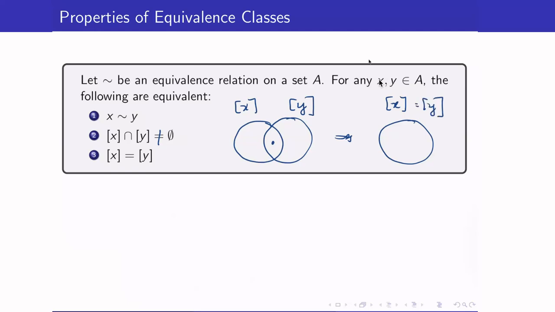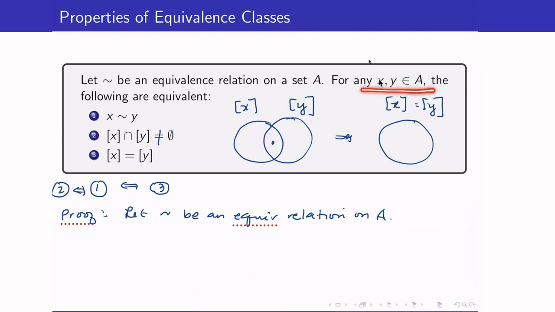In order to prove this equivalence, what I will do is I will first show that property 1 is equivalent to property 3, and then property 1 is equivalent to property 2. So for our proof, let me start with our premise here. Let me just copy, let wiggle be an equivalence relation. And then since we have for any x, y, and a, what do we write in our proof? We have let x, y be elements of A.